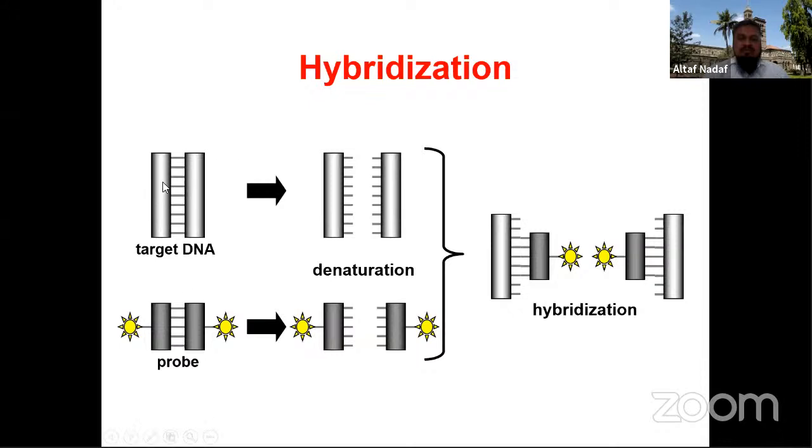So you have the target DNA that is denatured, made single stranded. You have the labeled probe. You are seeing here a flower-like structure attached to the probe. Those represent the fluorescent labels. The probe is also denatured, and when you allow it to hybridize, the probe will go and bind to the complementary region. The probe has a fluorescent signal, or label, that can be detected under a microscope.